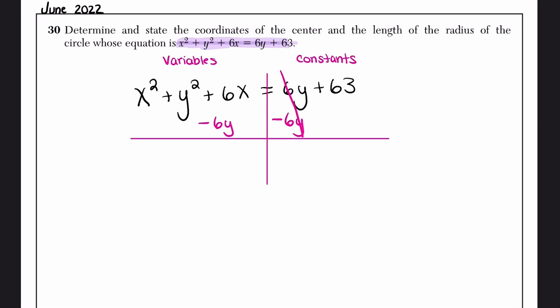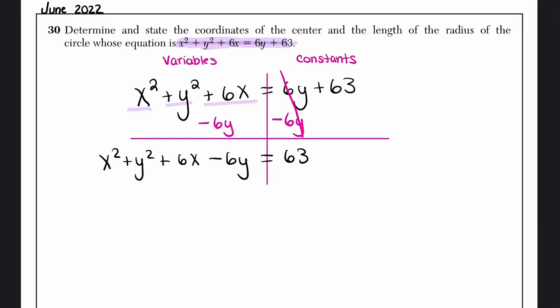I can't subtract 6y from x squared. I can't subtract it from y squared. I can't subtract it from 6x. So all I can do is just put it right at the end there. I'll reorganize it after, right? So I'm going to write this as x squared plus y squared plus 6x, and I'll just put my minus 6y at the end. And I have equals 63. All right, so now I have all of my variables on the left, all of my constants on the right, all is right with the world again.